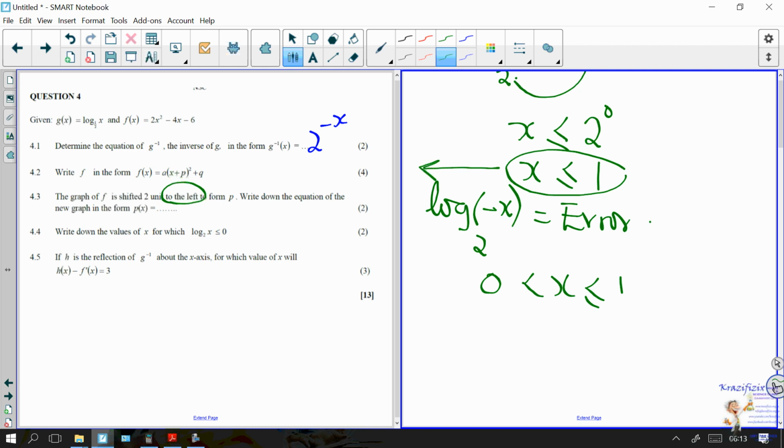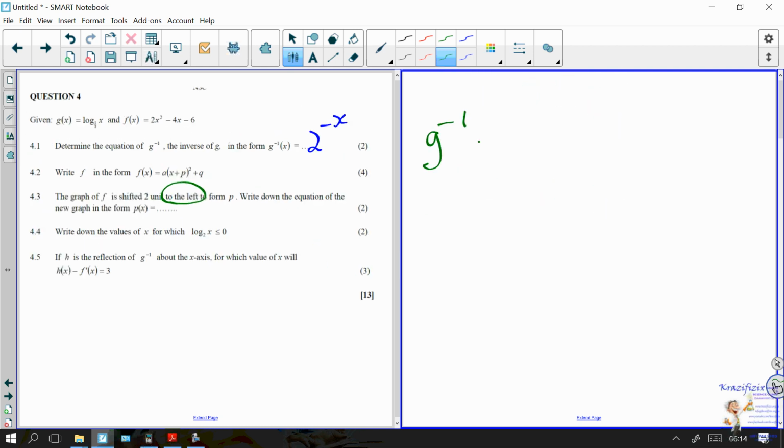All right. If h is the reflection of g inverse about the x-axis. Okay, hold on. We have our g inverse. I said we would need this again, and here it came. For which values of x will h of x minus f prime of x be equal to 3? Okay, let's find our h of x first, because they said it is the reflection. When you reflect on the x, the y value changes. So my h of x will now be equal to negative 2.